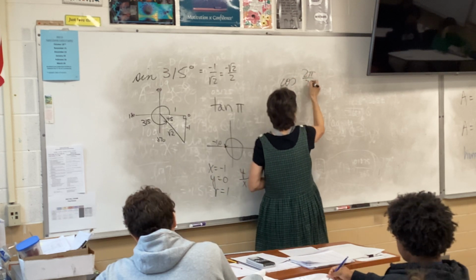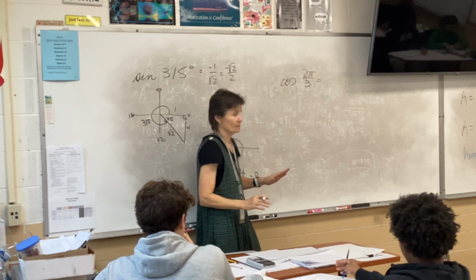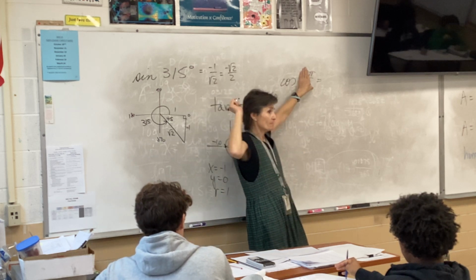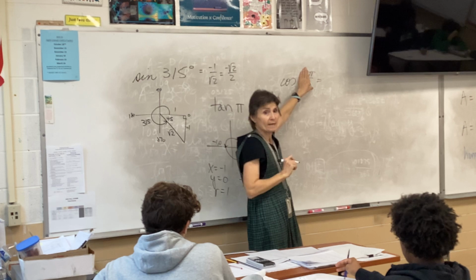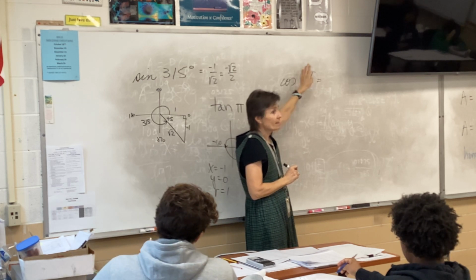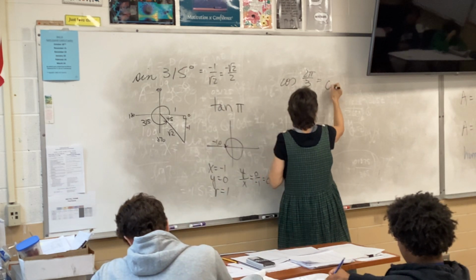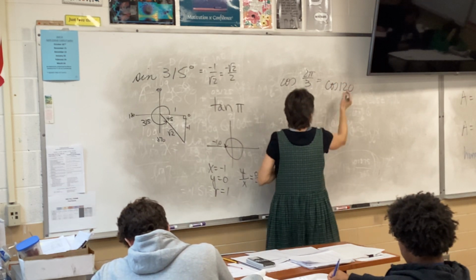Cosine, 2 pi over 3. Now, you don't have a calculator, you don't need a calculator. You just got done telling me that pi is 180. So pi over 3 would be 60. And 2 60s is 120. So this is the cosine of 120 degrees.